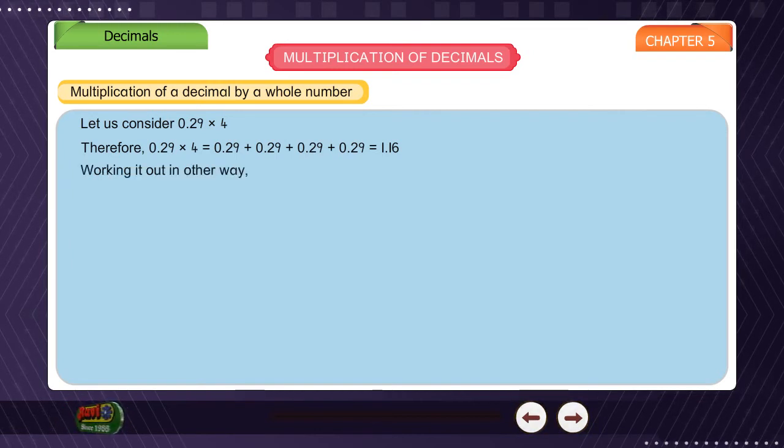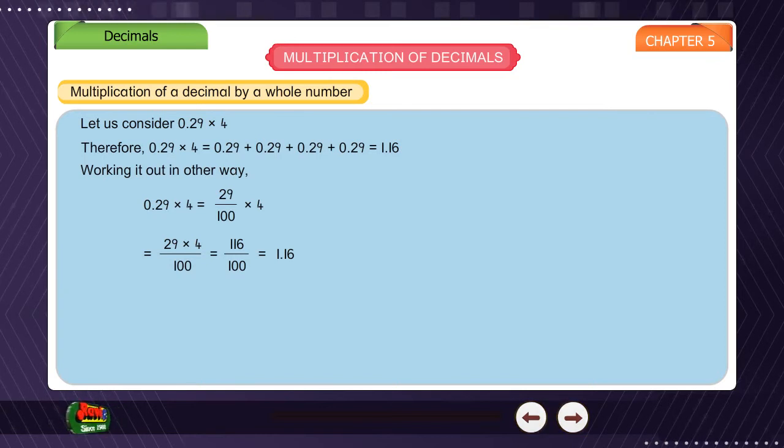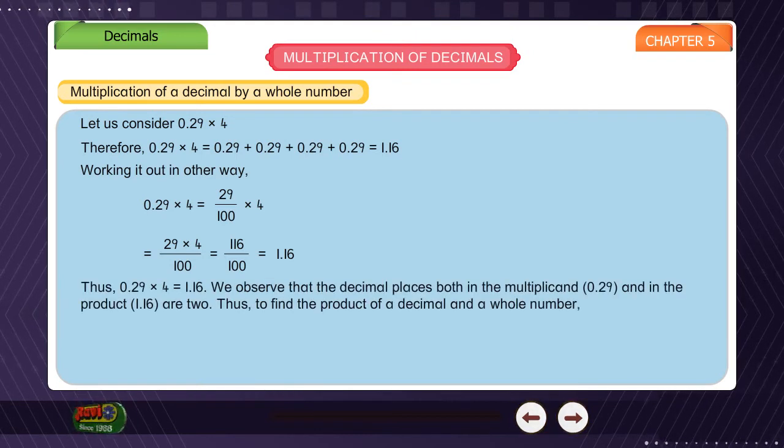Working it out in another way, 0.29 into 4 is equal to 29 by 100 into 4, which is 29 into 4 by 100, equal to 116 by 100, equal to 1.16. Thus, 0.29 into 4 is equal to 1.16. We observe that the decimal places both in the multiplicand 0.29 and in the product 1.16 are 2.